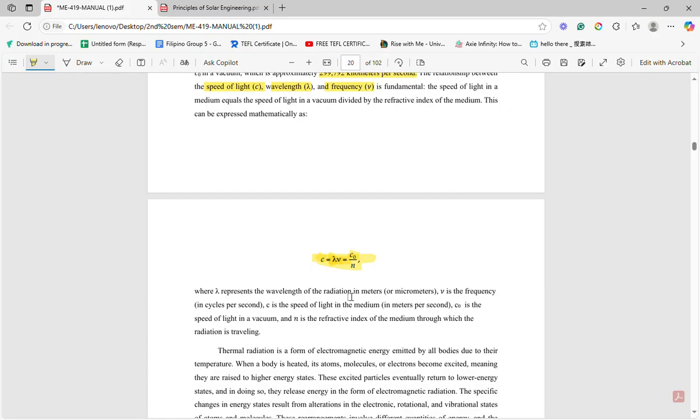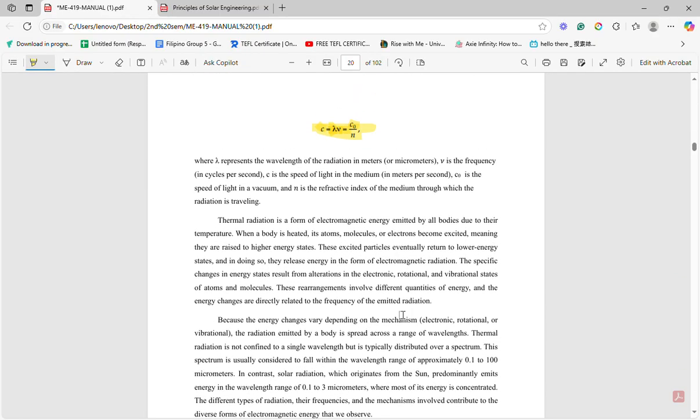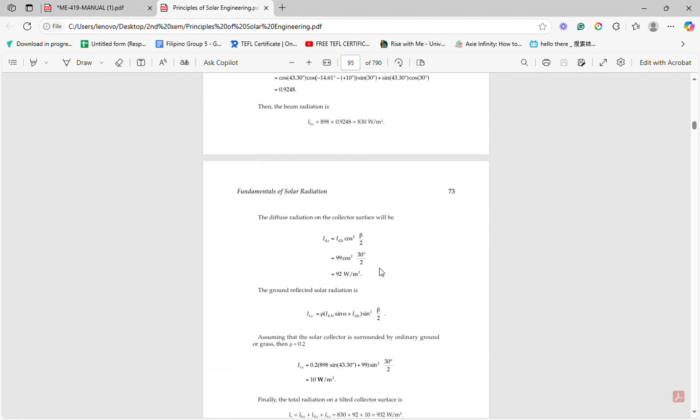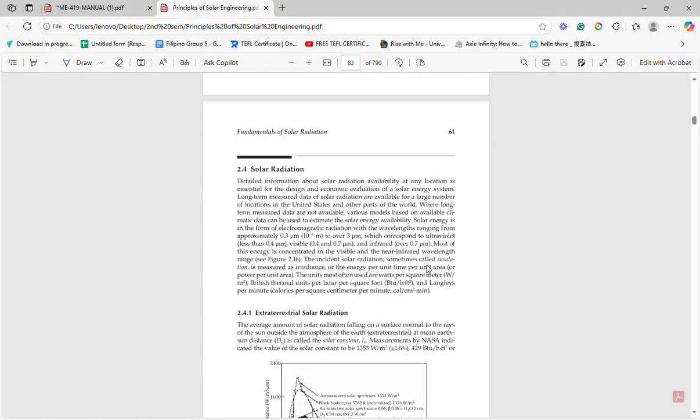But again, if we are talking about energy being released by the sun, it still boils down to heat transfer through radiation, which is this. It's not discussed here, but in the book, it is discussed. It's here. Let me show you our reference book. It's here.